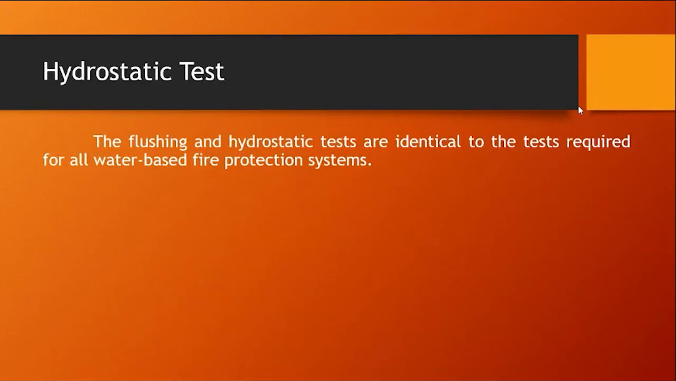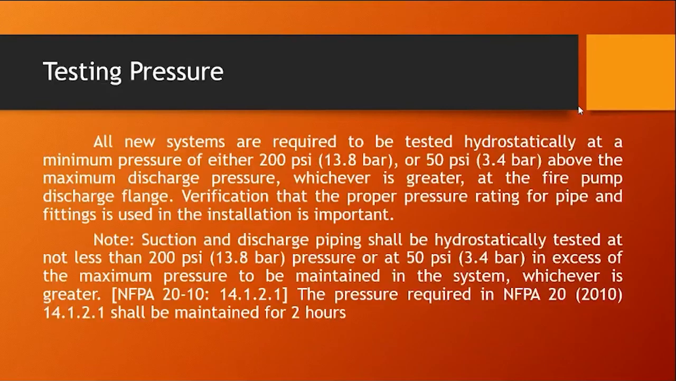So for hydrostatic tests, the flushing and hydrostatic tests are identical to the tests required for all water-based fire protection systems. So for testing pressure, all new systems are required to be tested hydrostatically at a minimum pressure of either 200 psi, equivalent to 6 bar, or 50 psi, equivalent to 3.4 bar, above the maximum discharge pressure, whichever is greater. Verify the proper pressure rating for pipe and fittings at the pump discharge.